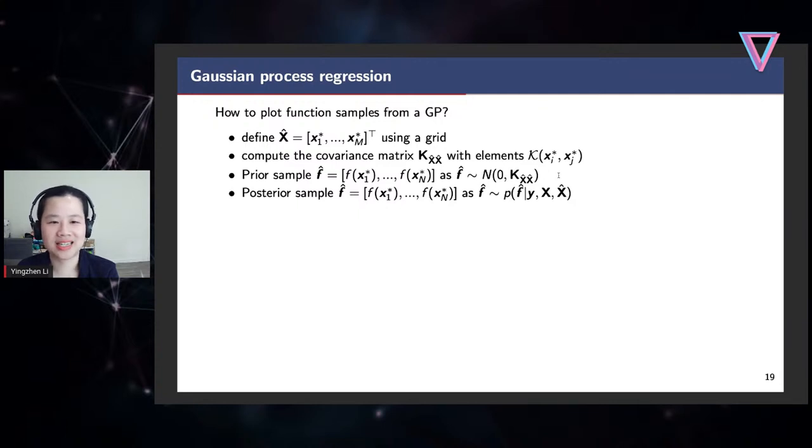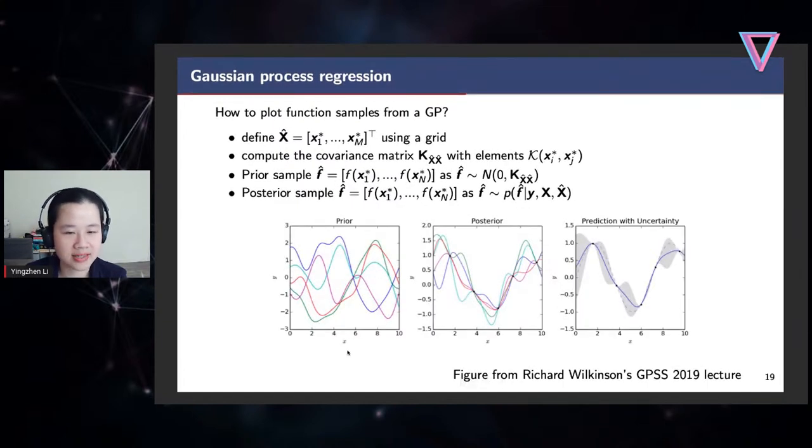Sampling from a Gaussian is easy. You just need to compute the Cholesky decomposition of this matrix, and then you sample a Gaussian noise, and then you multiply this Gaussian noise with the decomposition of this kernel matrix. So you can do it. This is the way you get prior samples, and once you've got these samples f hat, you can actually plot it by saying x is the location of your input, and for y you just plot the corresponding function value samples in the corresponding location.